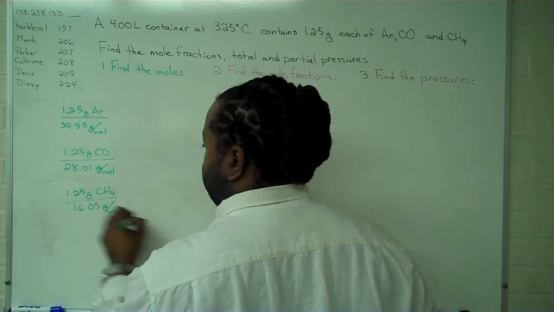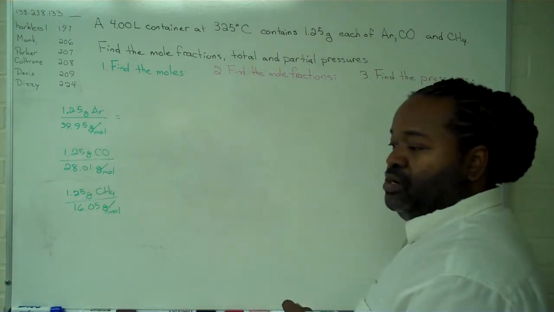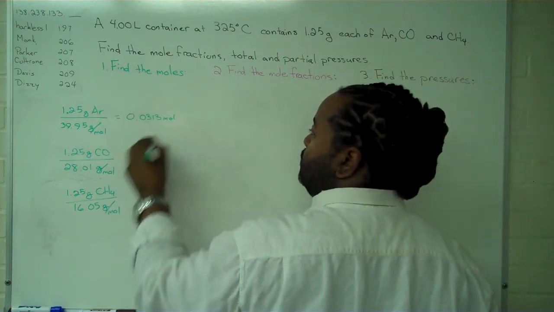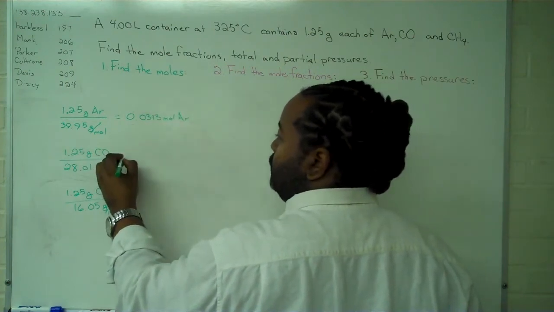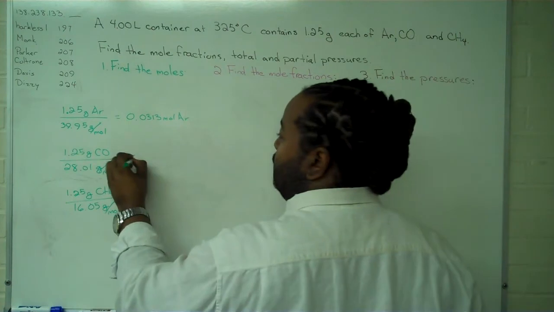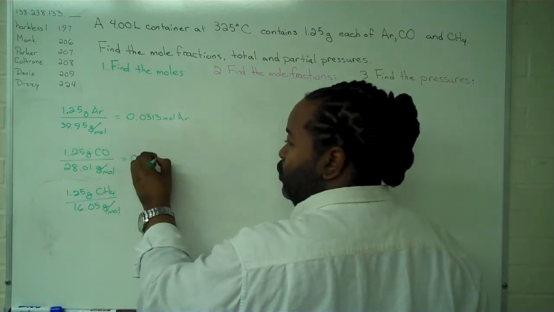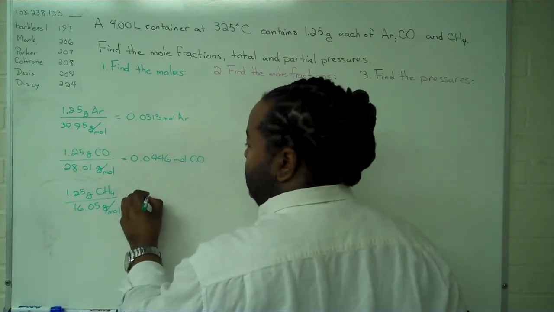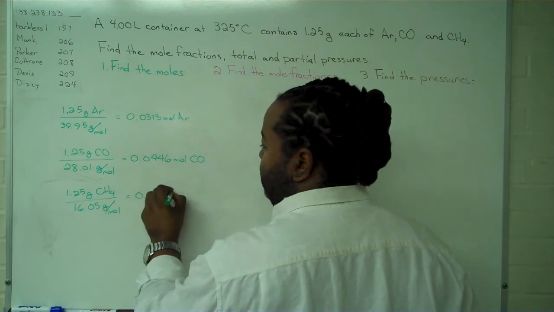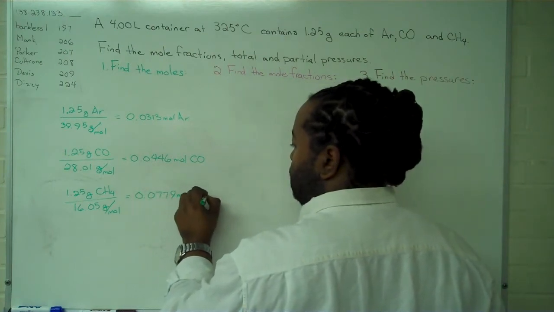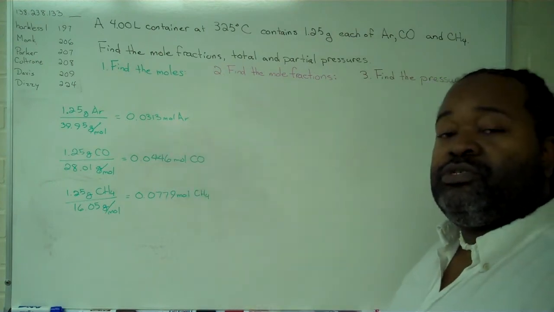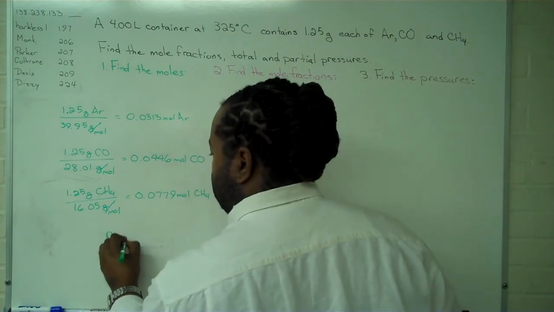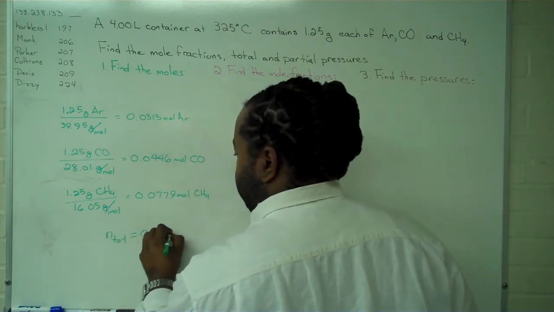16.05 grams per mole. So for our argon, you get 0.0313 moles. For our carbon monoxide, we get 0.0446 moles. And finally, for the methane, we get 0.0779 moles. Now we have our individual moles, but we can also use this to very quickly get a total number of moles. And so our total moles, 0.154 moles.